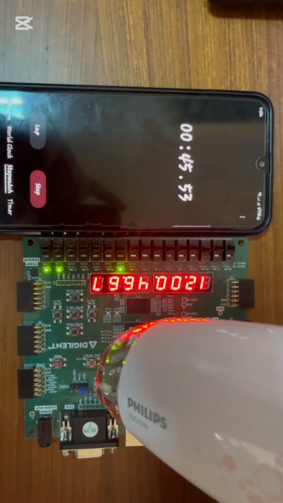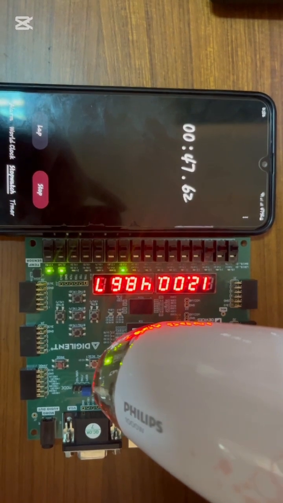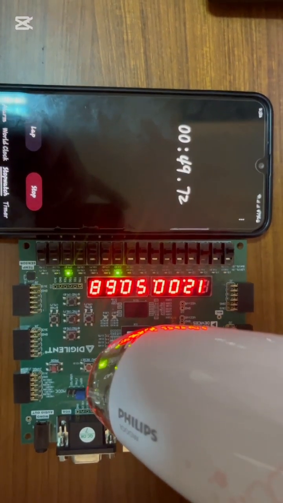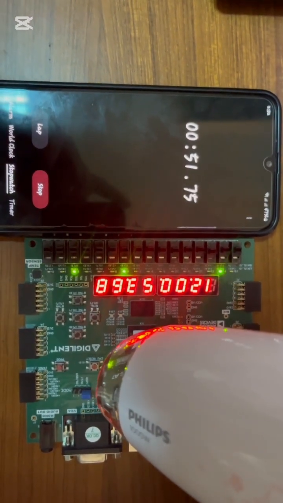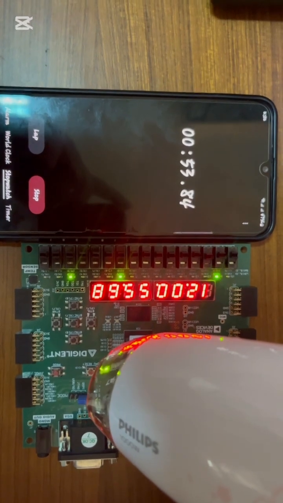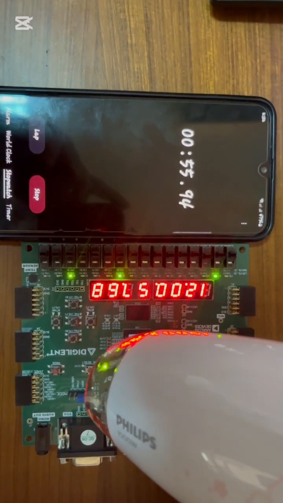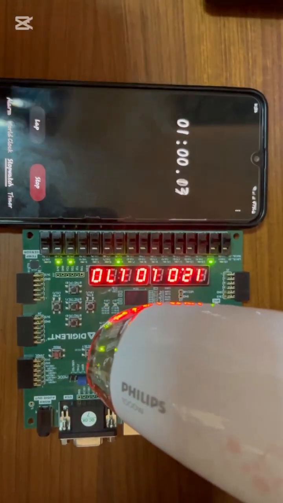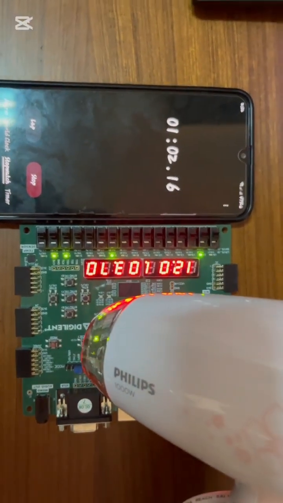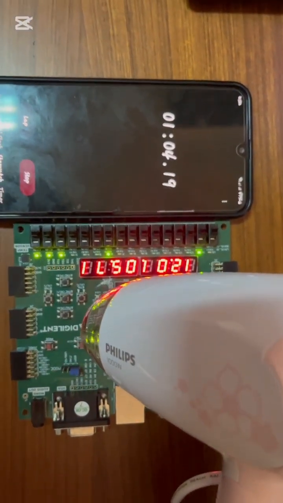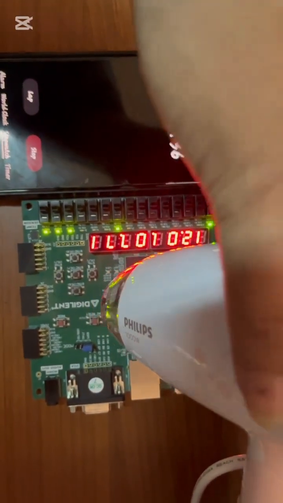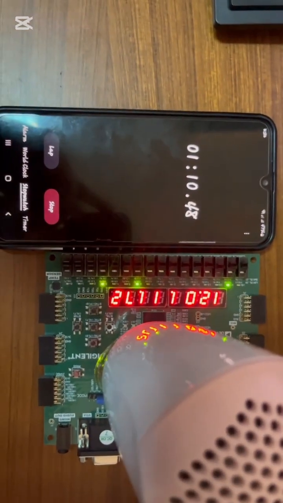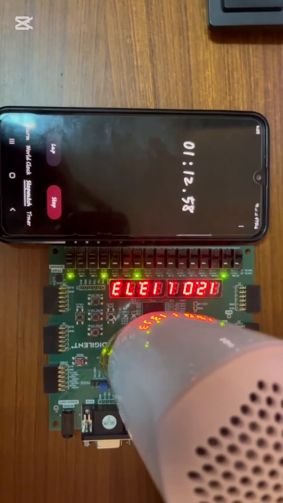Here we cannot actually see any time difference. The time difference that we are seeing between the mobile screen and the FPGA is basically human error. The main issue is the drift is so small that we cannot actually detect it with our open eyes.